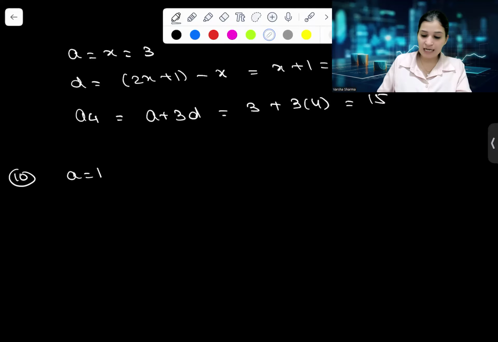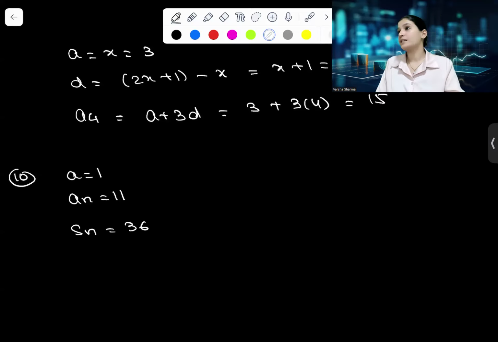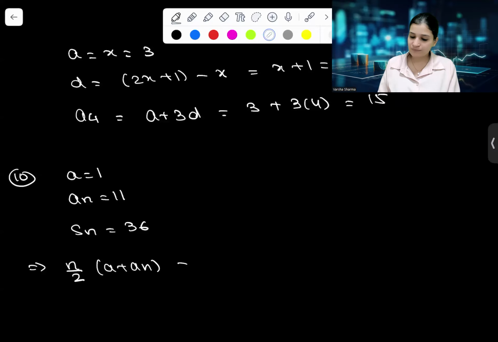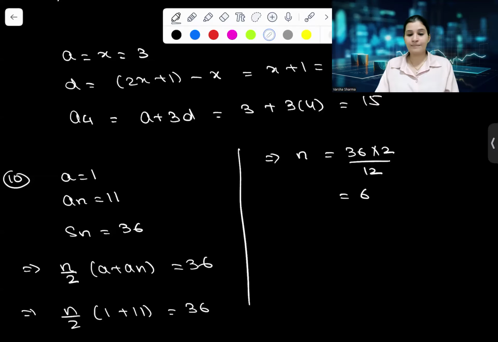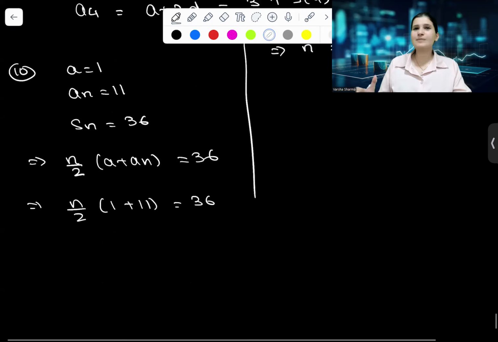Number 10. The first term is 1. Last term, that is an, is 11. Sum of the terms, that is Sn, is 36. We want to find the number of terms. Since in the given we have an, it is easier if I use the formula n by 2 into (a plus an). So 36 into 2 by 12, n is 6. There are 6 terms. Does it match? Yes, ma'am.